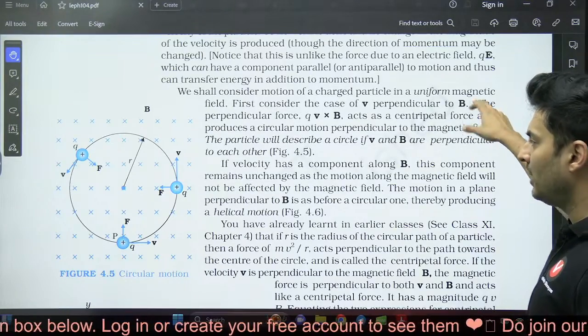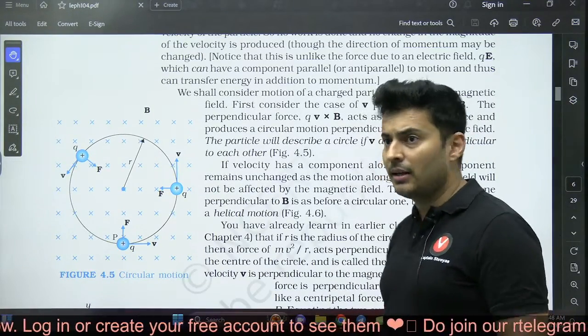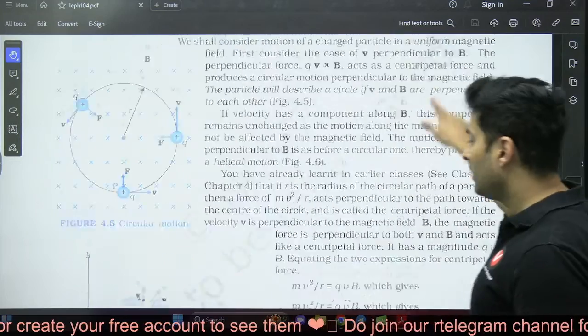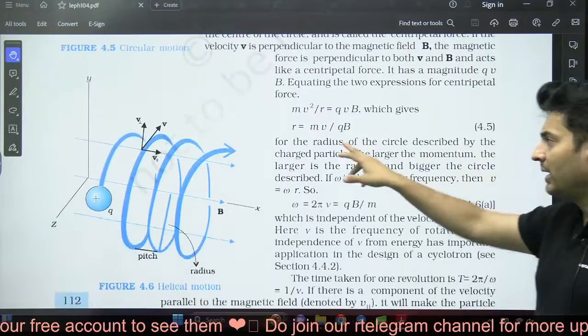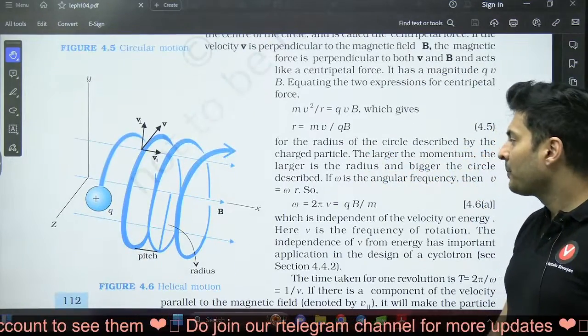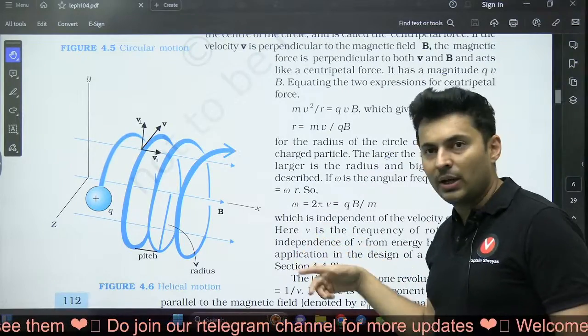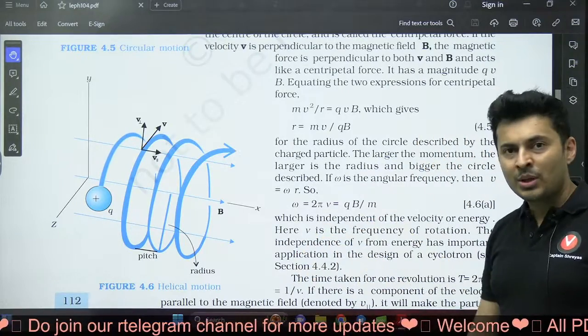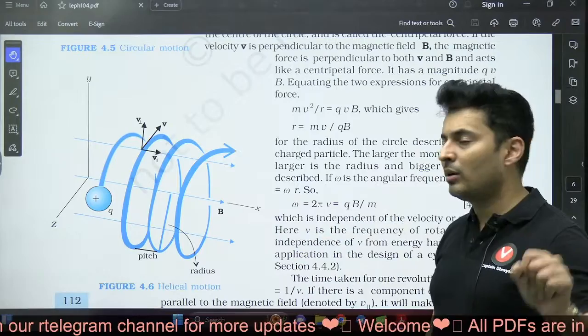When you take a charge and throw it inside a magnetic field perpendicular to it, it goes in a circular path. This formula is very, very important: the radius is mv by qB, and the angular frequency is qB by m, independent of speed and independent of radius.